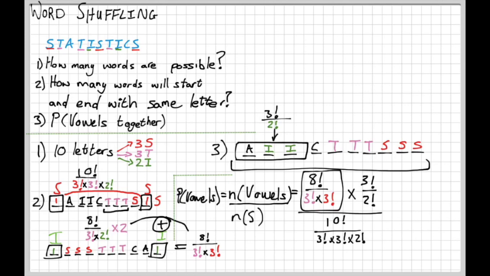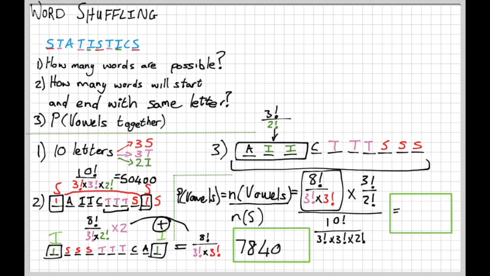So let's have a look at what the actual answers are. First of all, for number 1, there are 50,400 options available. For number 2, there are going to be 7,840 options available. And lastly, the probability that the vowels will be grouped together is a slim 0.067. Ladies and gents, these are some awesome exam type questions.